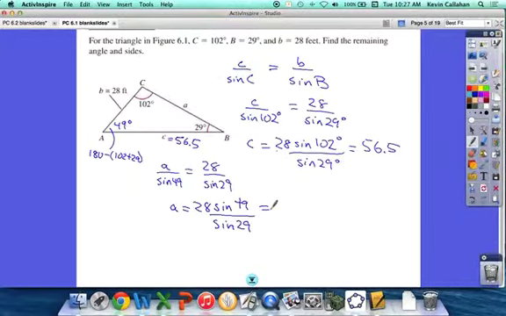So 28 sine 49. Make sure to close that off, divided by the sine of 29. 43.6. People get that? Have you tried it? Pretty straightforward. That was an angle side.